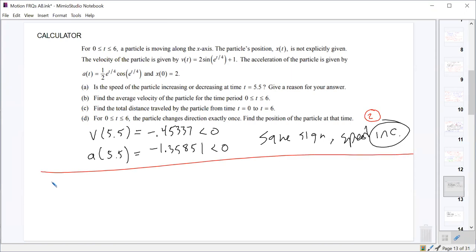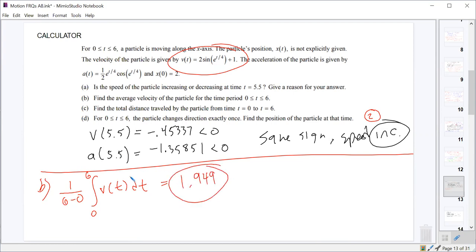All right, part B. Find the average velocity. Well, we're given a velocity function. So if we know the function and we want to find the average of this continuous function, just do 1 over b minus a times the integral from a to b of that function. And since you have a calculator, your calculator will tell you that that is 1.949. And this was worth 2 points, 1 for the setup of the integral, 1 for the final answer. Good or no on part B?